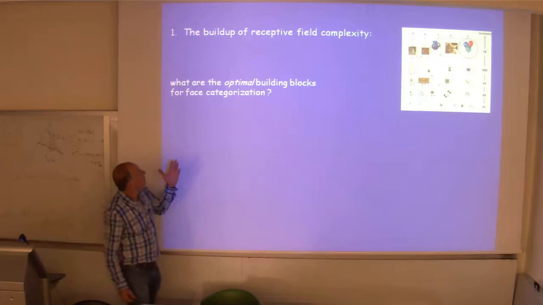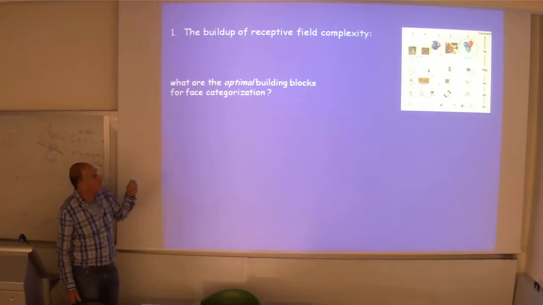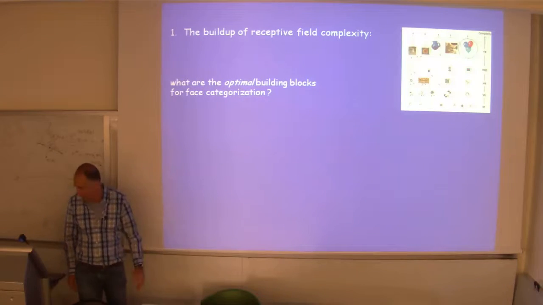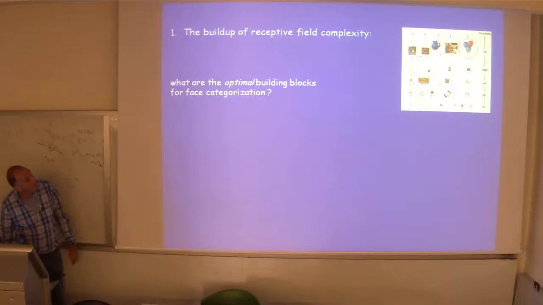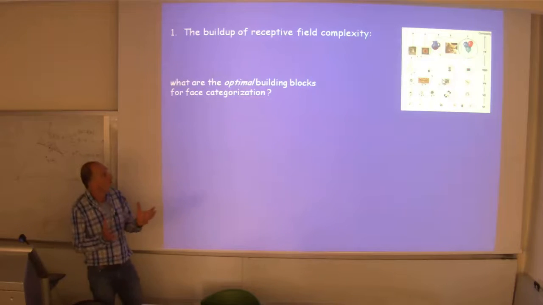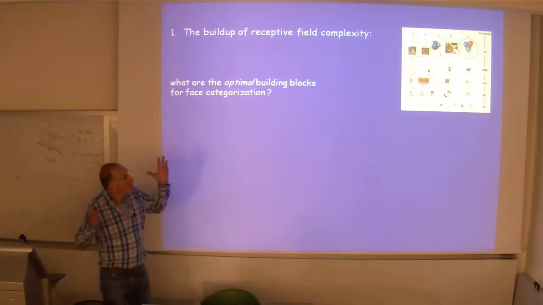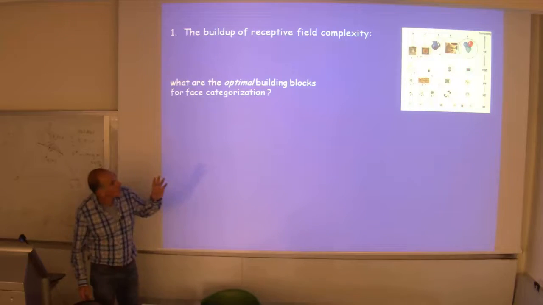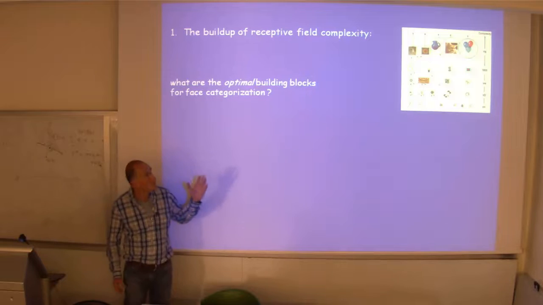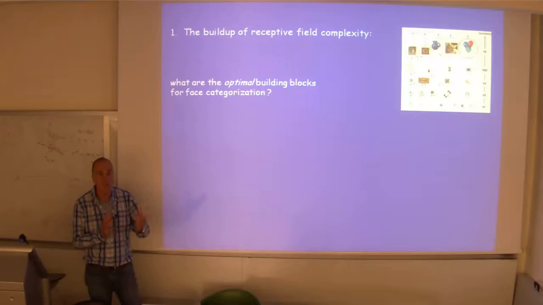So the first is this issue of the buildup of receptive field complexity. And I've given you an example here from a sketch in which you can see that as you're moving up along the hierarchy, receptive fields become bigger and they become more complex. And lo and behold, finally you get to these neurons that you find in inferotemporal cortex, which are now sensitive to faces or to very complicated objects.